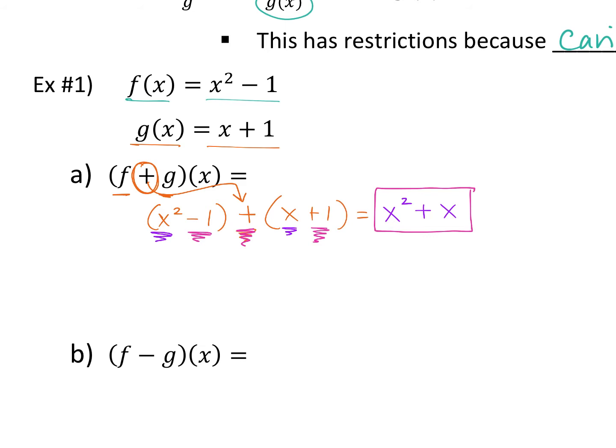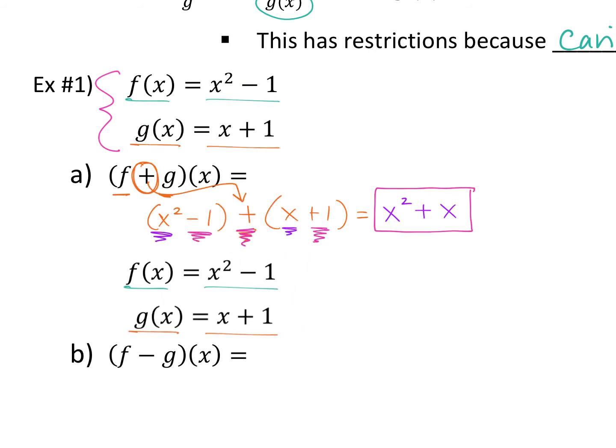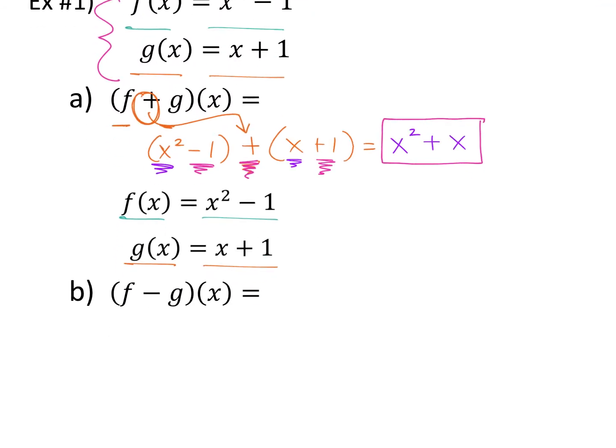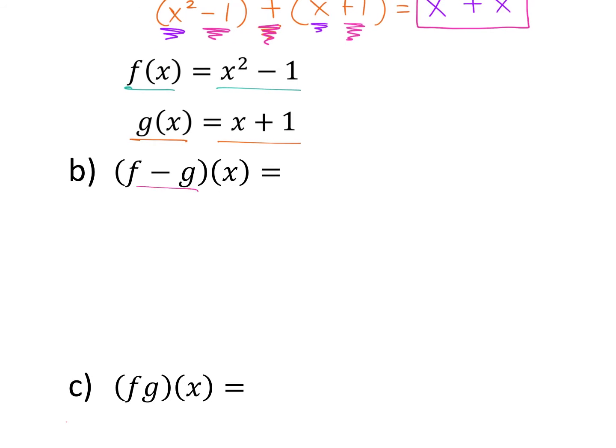Okay, using those same two functions up here, I'm going to just take a quick snapshot of them and move it down here. Using those same two functions, now we're going to do f minus g of x. So that means we take f of x, which is x squared minus 1. Don't forget your parentheses because it matters on this one. Minus, right, that's this minus goes here. And we're subtracting x plus 1. We're subtracting the g of x function.